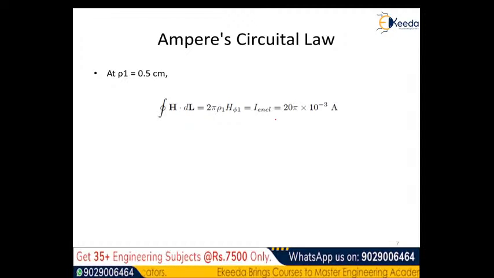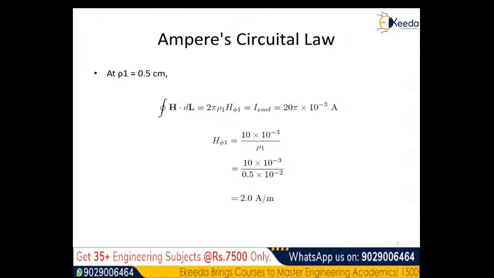Therefore, as we require the H phi component, as it is the first case, we denote it by H phi 1 here. From the above expression, we can express it as 10 into 10 raised to the power minus 3 divided by rho 1 here. So 2 and pi cancel out, and this way we got this expression. Now substituting the value of rho 1 is equal to 0.5 centimeters, we have to convert it to meters to follow the SI standard units. So when we substitute 10 into 10 raised to the power minus 3 divided by 0.5 into 10 raised to the power minus 2, this calculation gives us the H phi component is equal to 2.0 amperes per meter here.